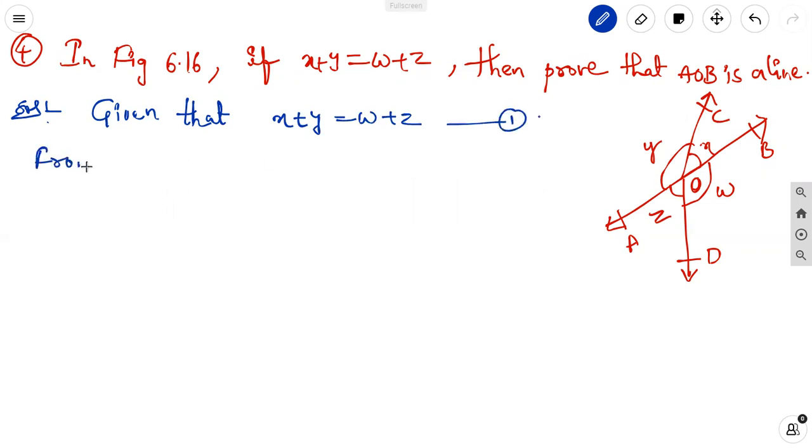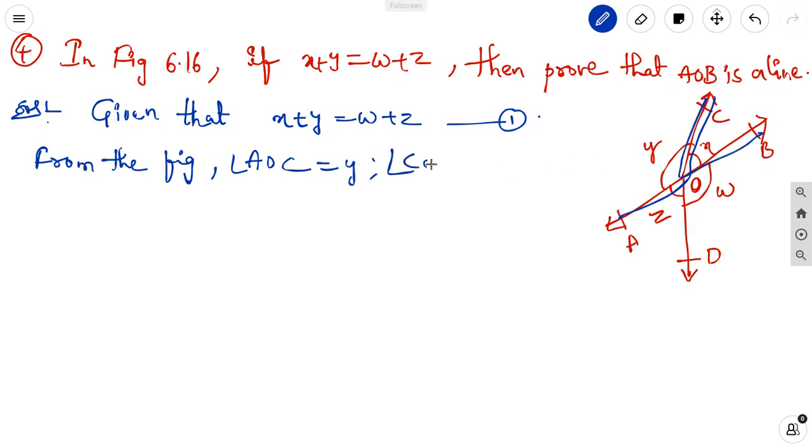From the figure, we can note the angles. Angle AOC equal to y, angle COB equal to x, angle BOD equal to w, angle DOA equal to z. Here it is a complete circle.